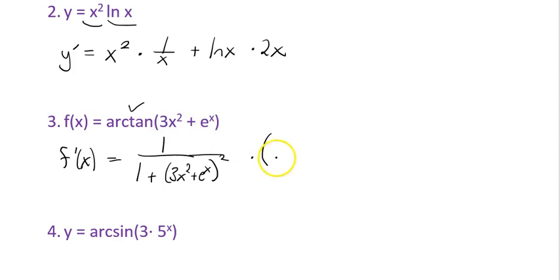Then we move to the inside and multiply by the derivative of the inside. The first part is a power rule, so you have 6x. The second part is your exponential rule, so you have e to the x times natural log of e, but we don't normally put that again because that's 1. I want to keep that in parentheses though because of that plus. If I don't, I'm not multiplying by the entire derivative, I would just be multiplying by the 6x, which is not correct.